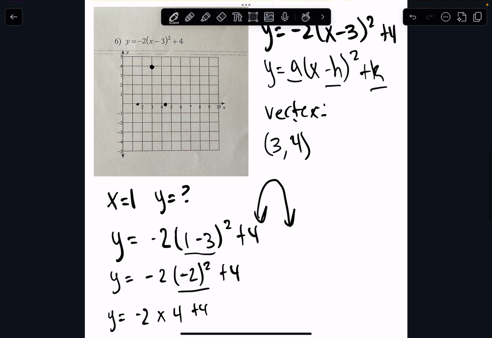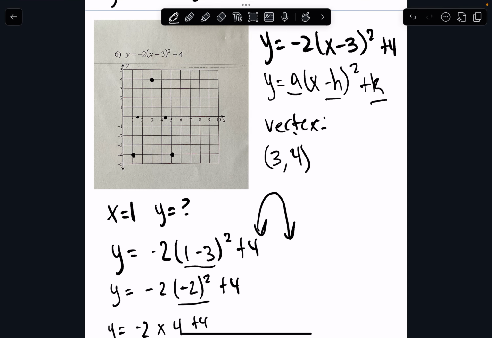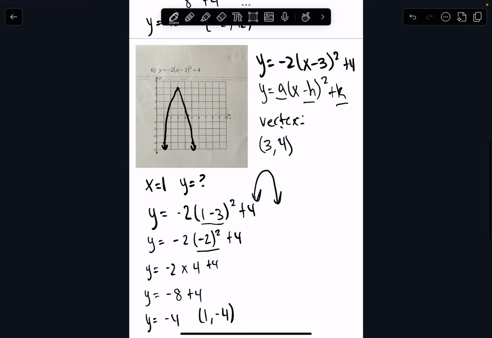Now we can go up here and plot that. And since that was 2 to the left of the vertex, we can also go 2 to the right of the vertex and plot that. And now we have 5 points on our graph. So we can go ahead and draw that graph, and we have an accurate graph.